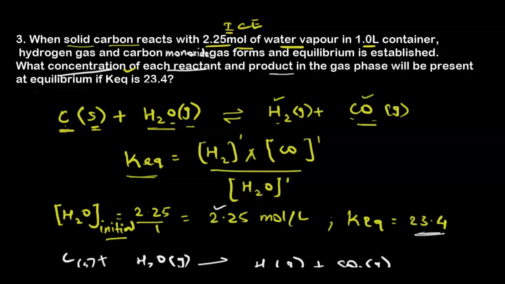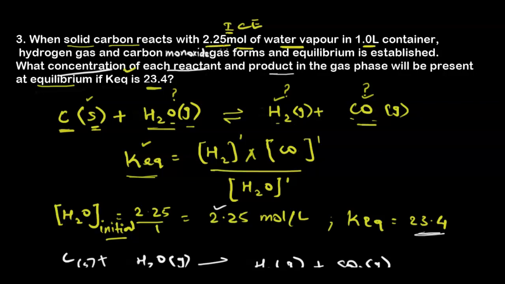We're not supposed to include carbon in the K equilibrium equation because this is a solid entity, and K equilibrium is only good for gaseous and aqueous entities that we learned in lesson number 1. Now we are given the K equilibrium value. They want us to find the concentration of each reactant and product in the gas phase. That means the concentration of H2O, H2 and carbon monoxide at equilibrium. So we have to find their equilibrium concentrations.